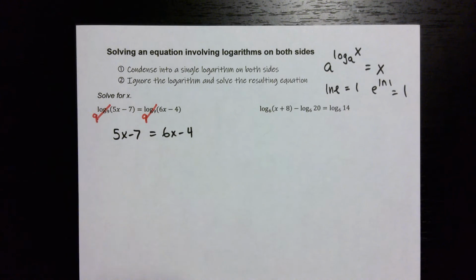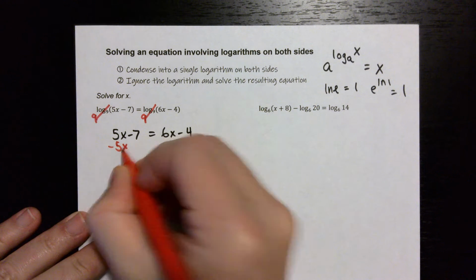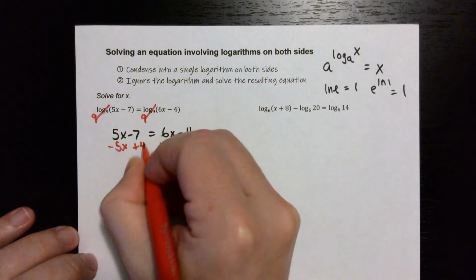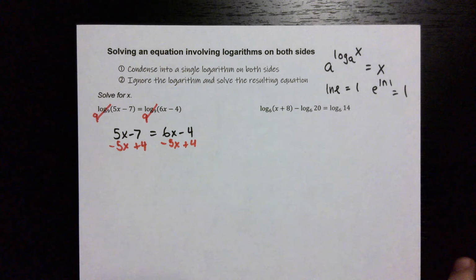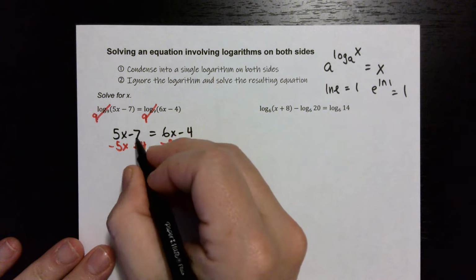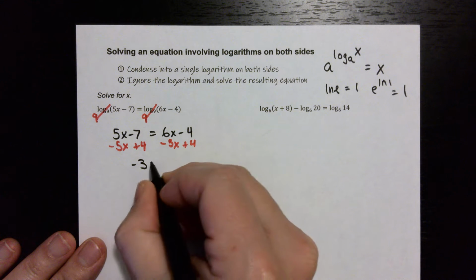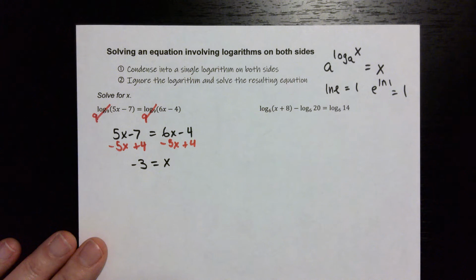Okay, so I will subtract the 5x to get it over to that side, and I will add a 4 to get it back over to the left side. So that gives me on the left side negative 7 plus 4 is negative 3, and 6x minus 5x is equal to x. So we have our answer of negative 3.